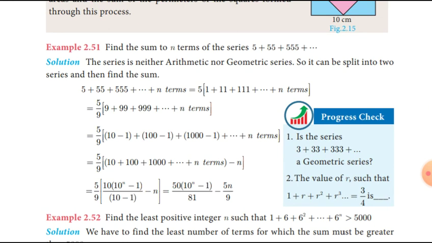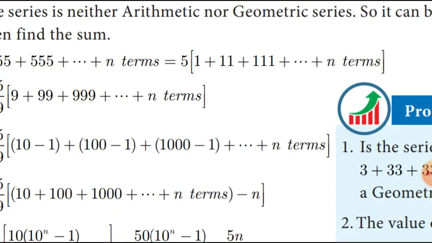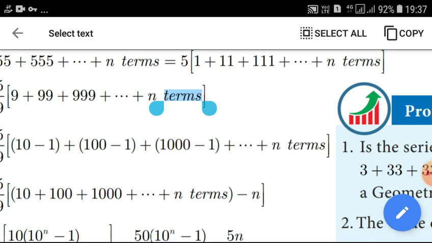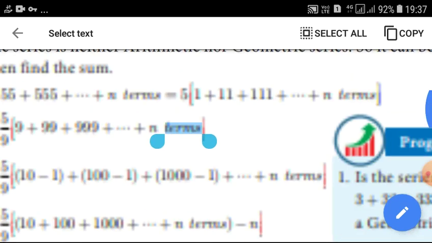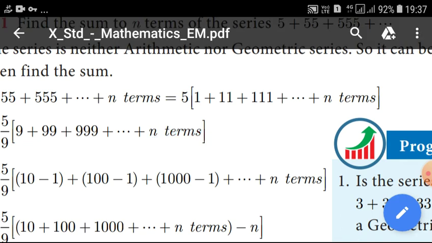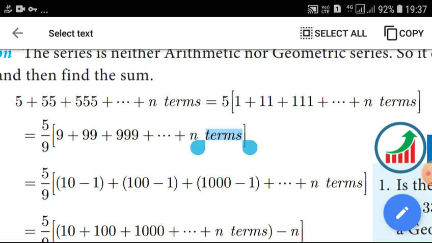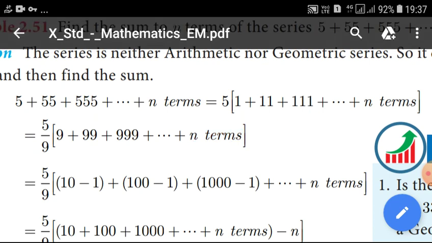In this problem, they gave a series 5 plus 55 plus 555 plus up to n terms, and this series is neither arithmetic nor geometric. So we need to get a geometric progression from this series. First step, they took 5 as common, putting the 5 outside the bracket. So inside we will have 1 plus 11 plus 111 plus up to n terms.